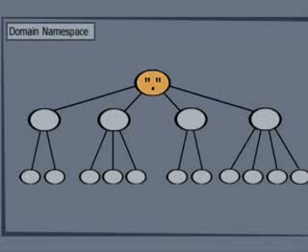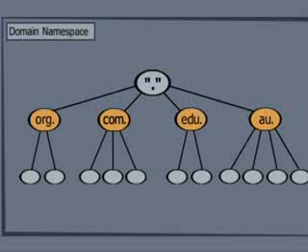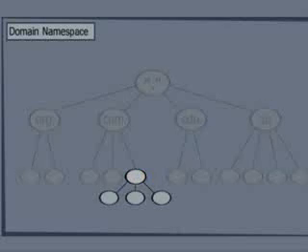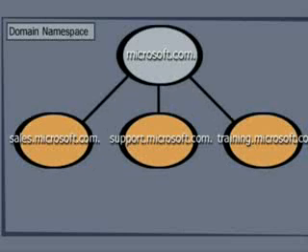The root domain is at the top, and it is represented by a period. Below the root domain, the top-level or first-level domains can be an organizational type, such as COM or EDU, or a geographic location, such as AU for Australia. Second-level domains are registered to individuals or organizations, such as Microsoft.com, the Microsoft Corporation domain. Second-level domains can have many subdomains.